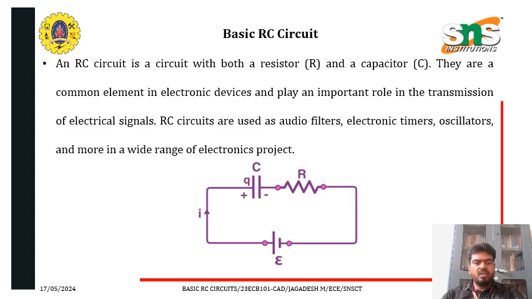An RC circuit is a circuit with both a resistor and a capacitor. They are common elements in electronic devices and play an important role in the transmission of electrical signals. RC circuits are used as audio filters, electronic timers, oscillators, and more in a wide range of electronics projects. This is an RC circuit, connected in series. This is nothing but a battery or voltage source.